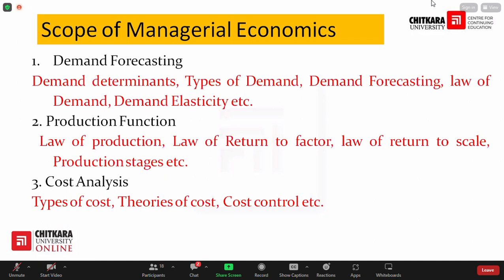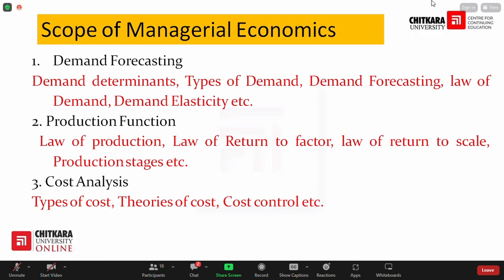The next is the scope of managerial economics. Scope here basically means these are the chapters which you will study under managerial economics. The first is demand forecasting. It is itself a chapter which you will study in coming lectures. So managerial economics helps you to forecast the demand.